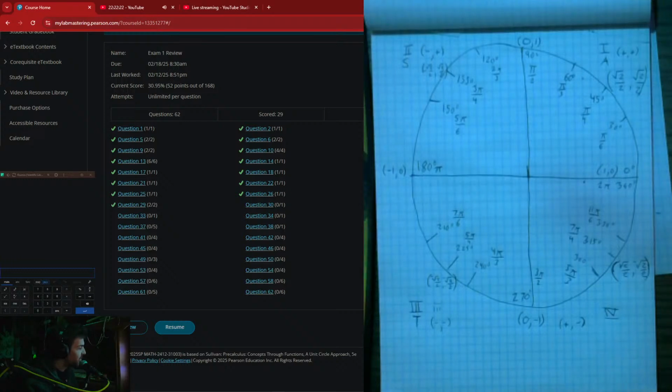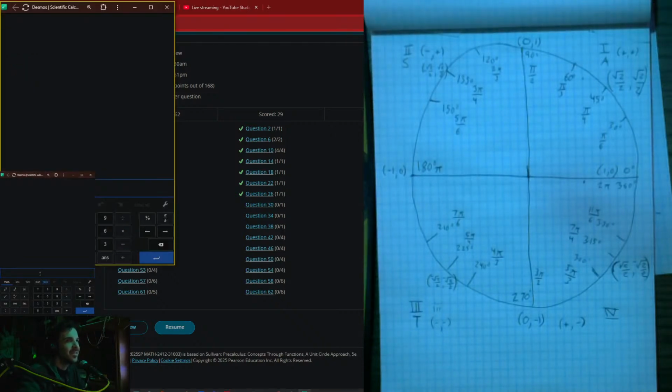Alright, and then the 30-degree angles. I know the other values are square root of 3 over 2 and 1/2, but I can't remember which order they go in, so I'm just gonna check with the calculator real quick.